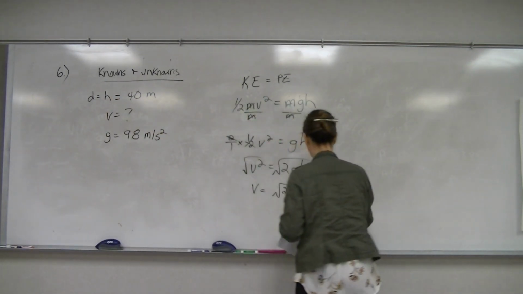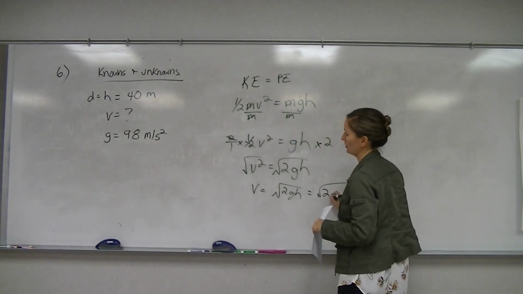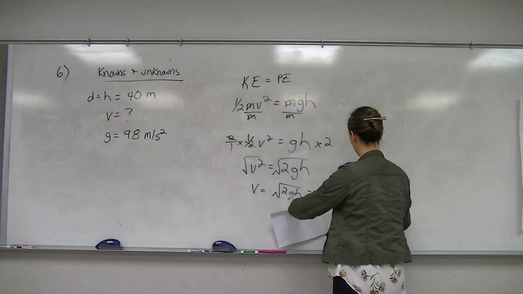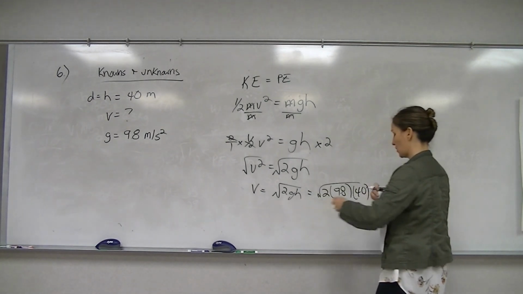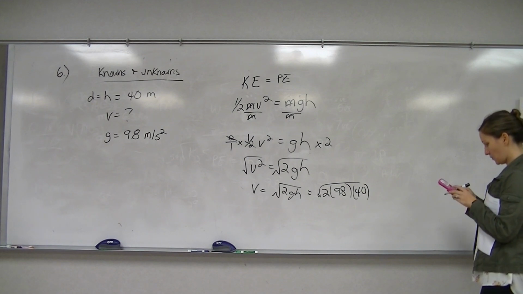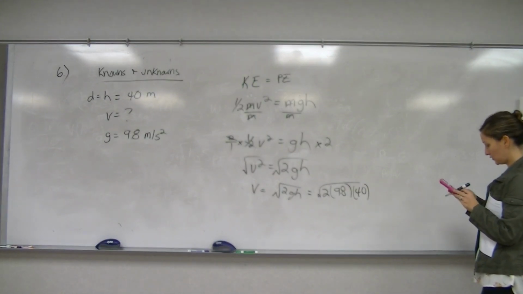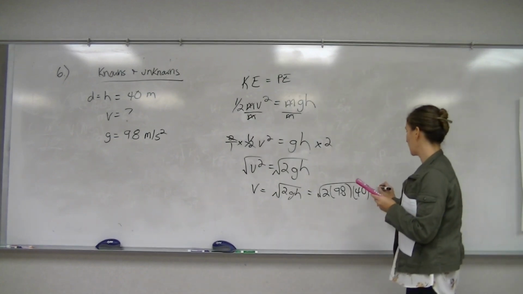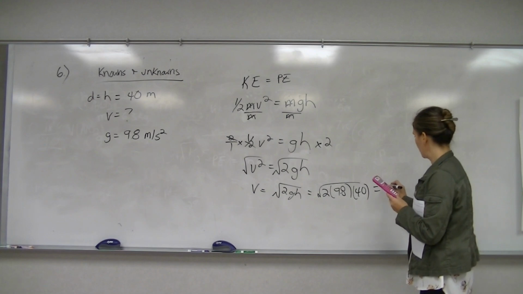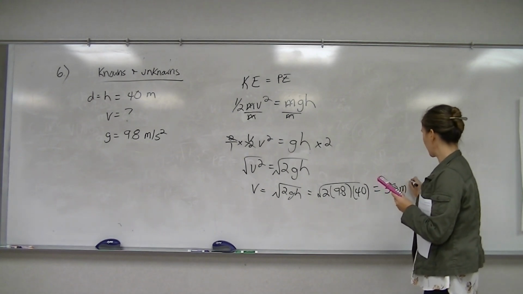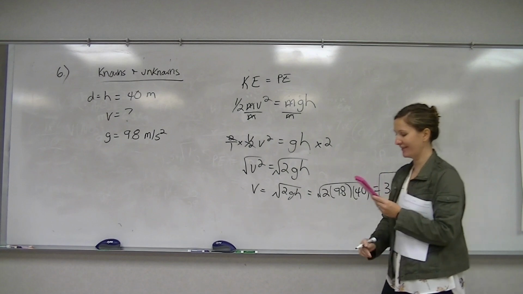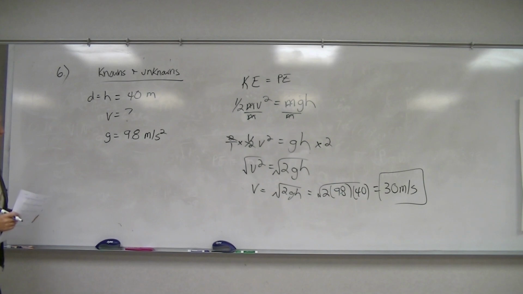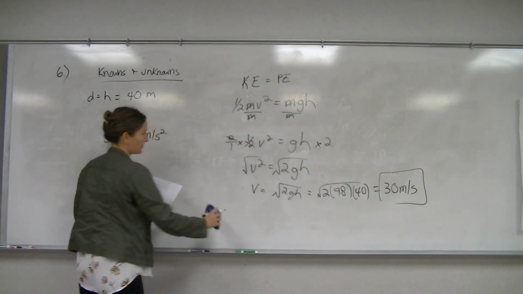We have square root of 2 times gravity, 9.8, times height, 40. So let's see how fast this person is going before they hit the water. We have square root of 2 times 9.8 times 40. 28, and I only have one sig fig though. So 30 meters per second. Yeah, that's fast. It's like 60 miles per hour. Not want to be that person. All right.